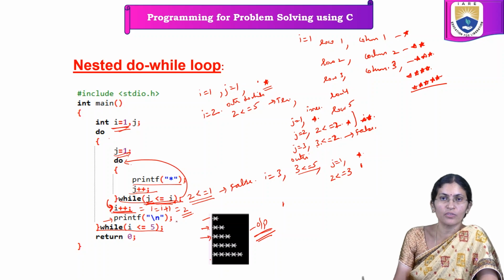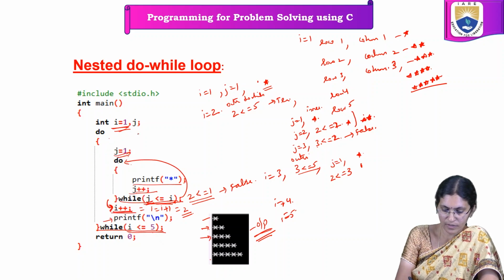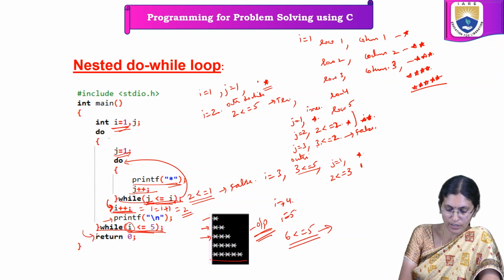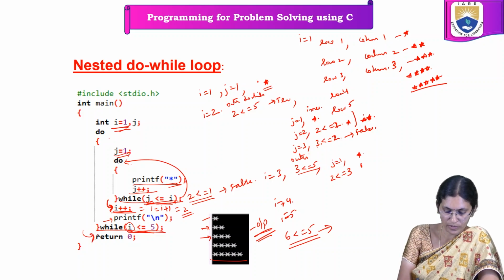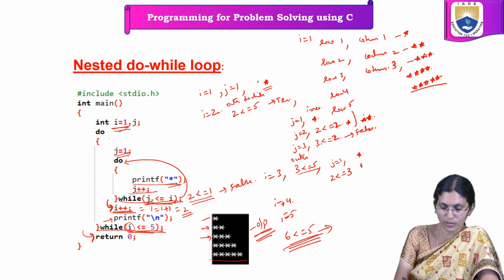As you can see here, this loop will repeat for 5 iterations, from i is equal to 1, 2, 3, 4 and 5. So as long as i is less than or equal to 5, this loop will be repeating, and 5 stars will be printed. Then when i is incremented by 1, i becomes 6. So 6 less than or equal to 5 becomes false. The program comes to the end of the outer do while loop, and program execution will be stopped. In this way, this is the output of this program.